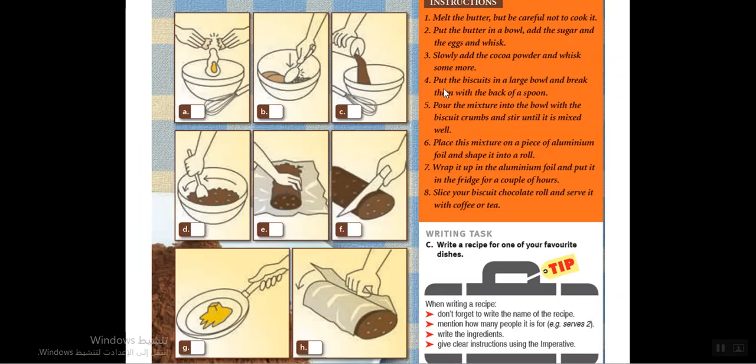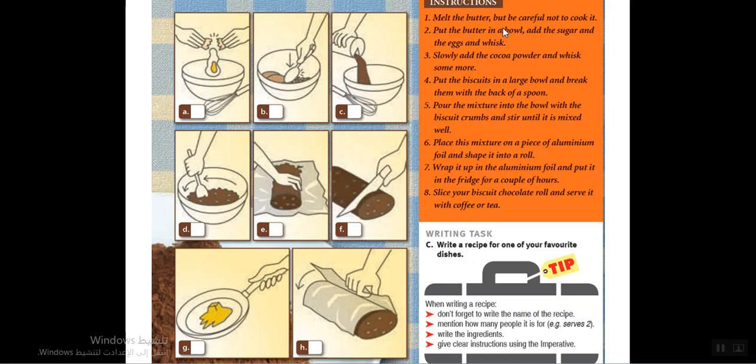Now here you have the instructions. We have a little exercise here: he gave you the instructions A, B, C, D until H, and you're going to match from 1 to 8. You're going to match the instructions according to the picture that describes it. Number 1: you're going to melt the butter, but be careful not to cook it. What do you think the picture that describes melting the butter? Remember the word melt? So yes, number 1 will be G, because he melted the butter.